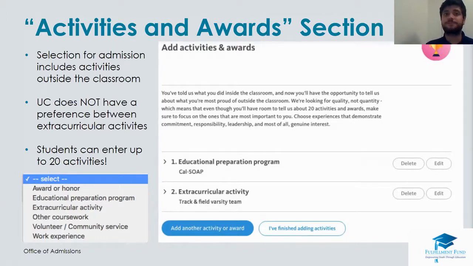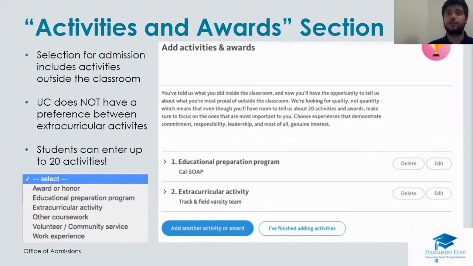For this section, keep in mind that activities can mean a variety of things. It can mean sports, music, leadership organizations, jobs, internships, volunteering, helping with your family, taking care of siblings, family members, etc. If you have any responsibilities at home, that all counts as an activity. So we want to hear about everything that you do within all of those things on this part of the application.